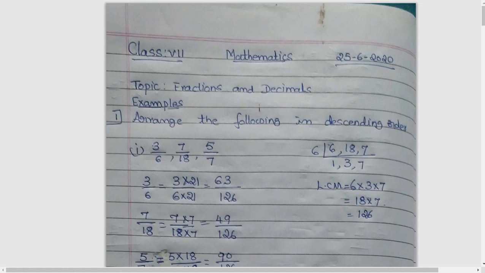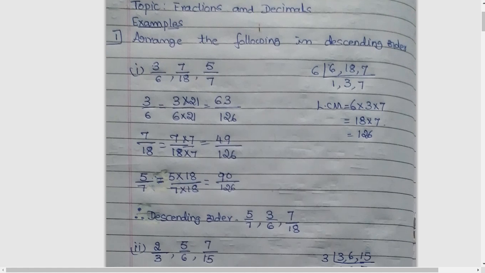7 by 18. See, now once again here 6 into 3 is 18, so the remaining number is 7. So we have to multiply by 7 for both numerator and denominator. The product is 49 by 126. 5 by 7. The remaining numbers are 6 into 3, which is 18. So we have to multiply by 18. 90 by 126. Now the denominators of all the given fractions are equalized.